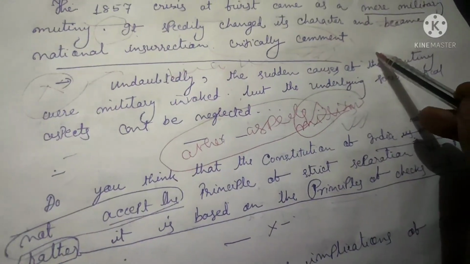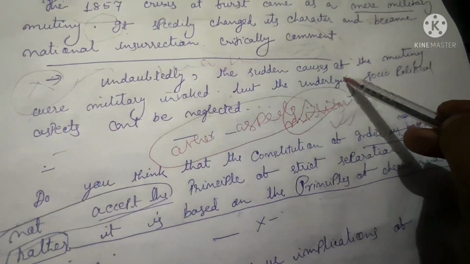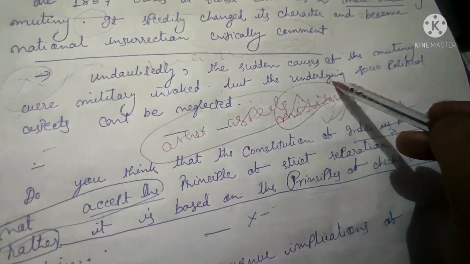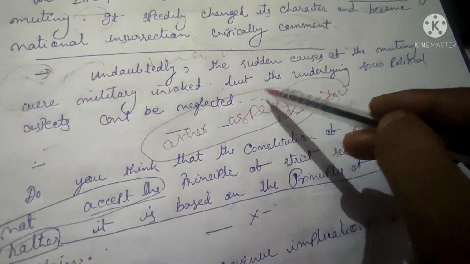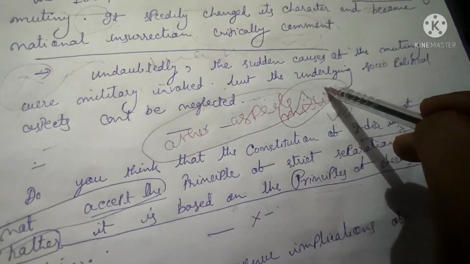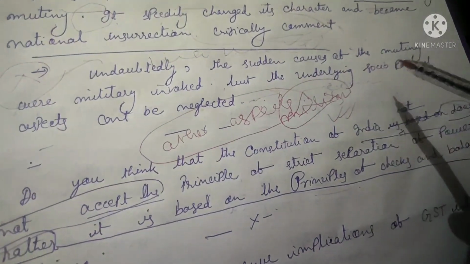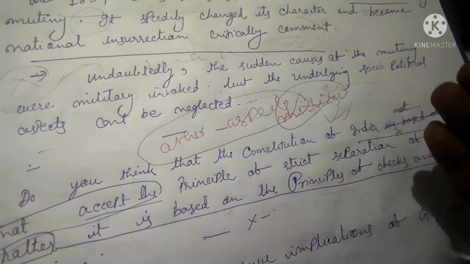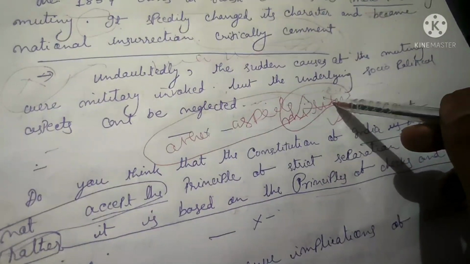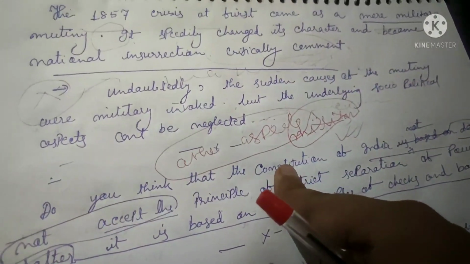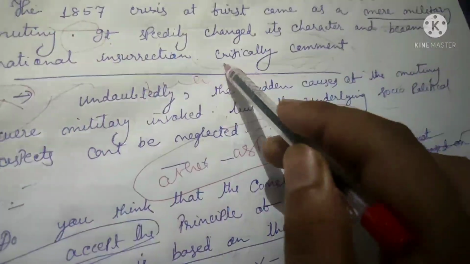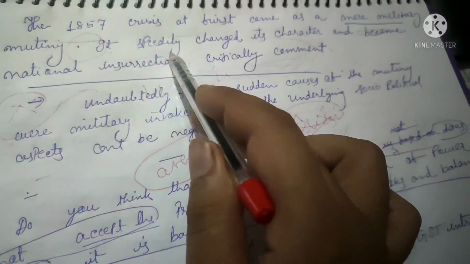So how will you write? You can write that undoubtedly the sudden causes of the mutiny were military-invoked, but the underlying socio-political aspects cannot be neglected. And here you have to mention some points. You have to mention one or two causes: what are those socio-political aspects that were also equally responsible for the mutiny? In that way, another line of constructive criticism or reverse point is necessary in the further words.